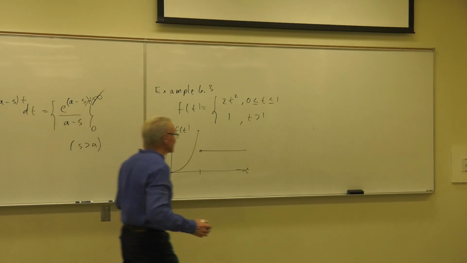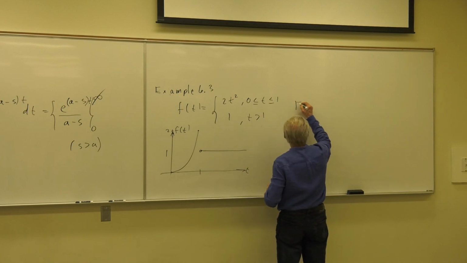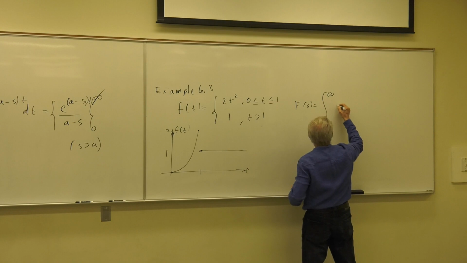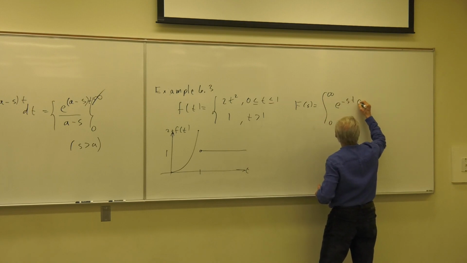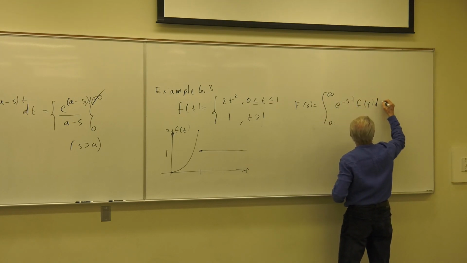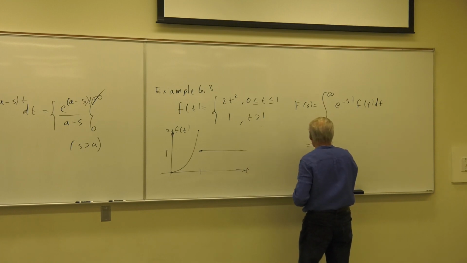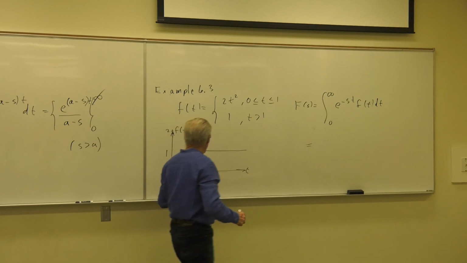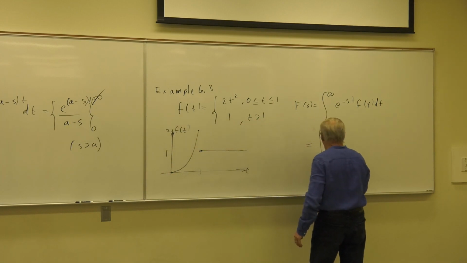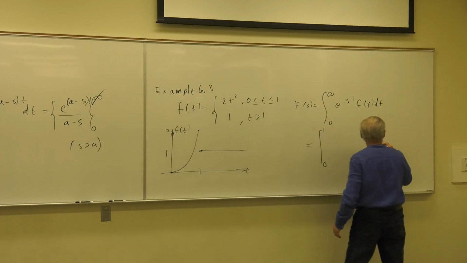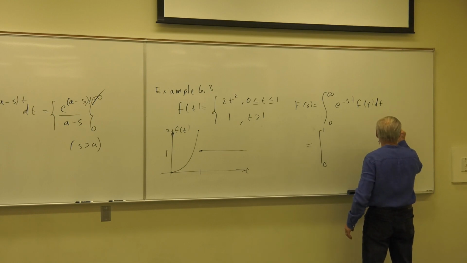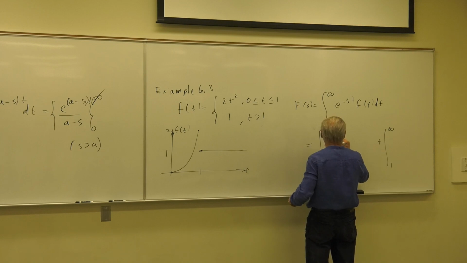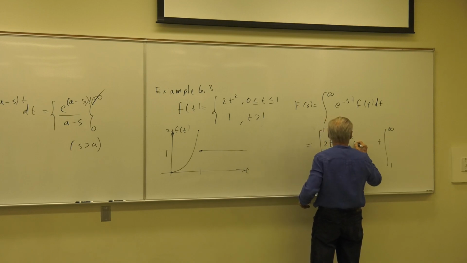Well, by definition, f of s is equal to the integral 0 to infinity e to the minus st f of t dt. But because my function has 2 different definitions, I would have to break my integration from 0 to 1, and then from 1 to infinity. And from 0 to 1, I will be putting in 2t squared, e to the minus st dt.